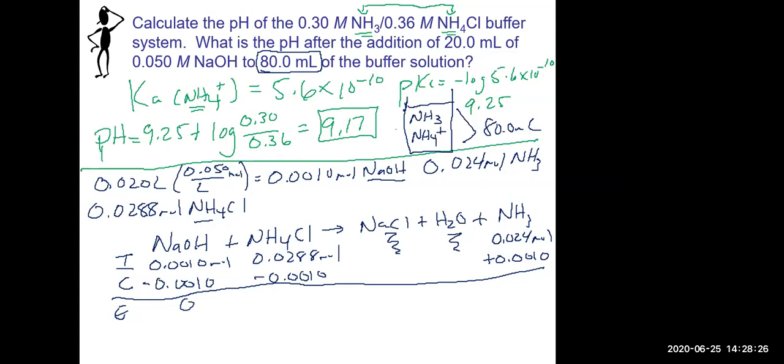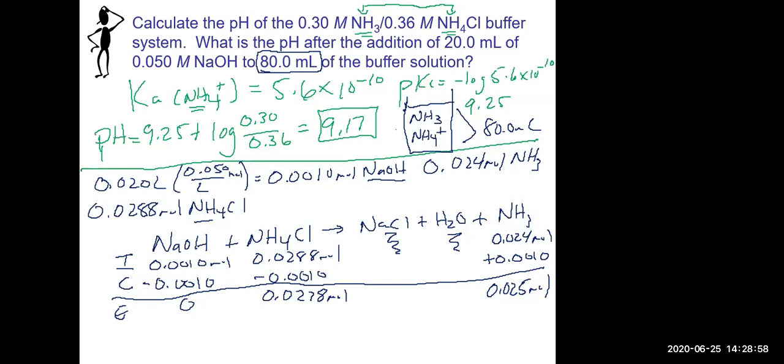We're going to take 0.0288 minus 0.001, gives us 0.0278 moles. We're going to add on the other side 0.024 plus 0.001, 0.025 moles on this side. And that's what the first ice table should look like.